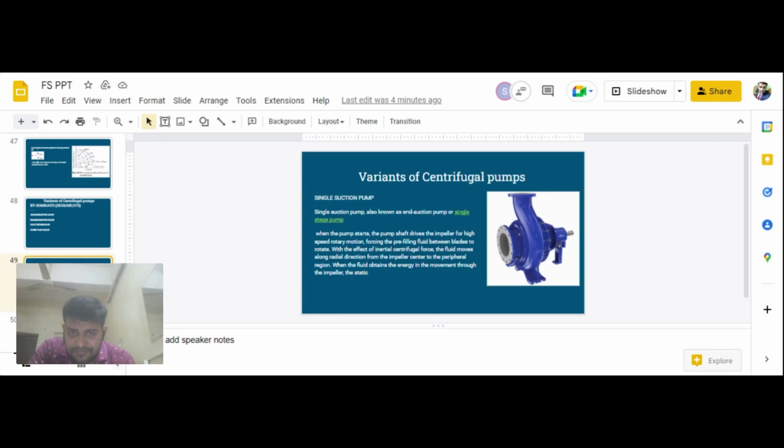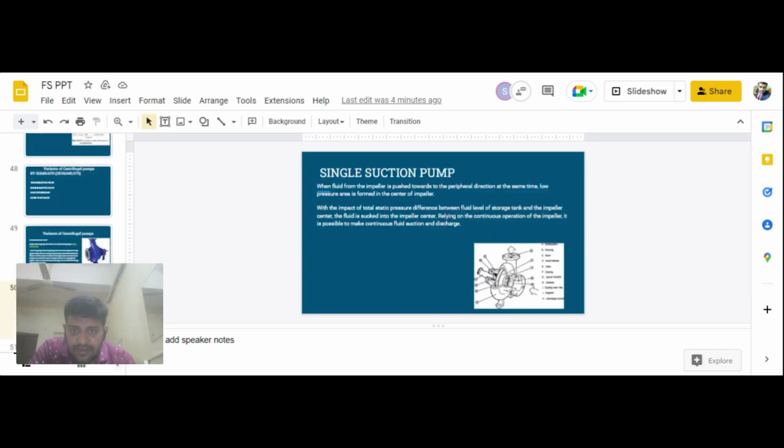And the next slide is: when fluid from the impeller is pushed toward the peripheral direction, at the same time a low pressure area is formed in the center of the impeller.